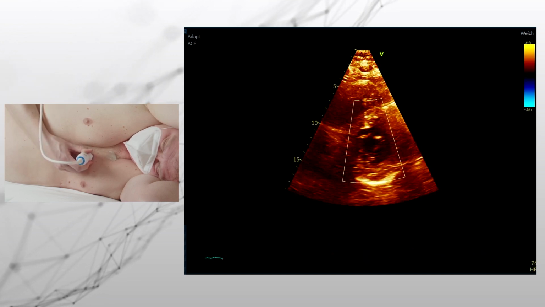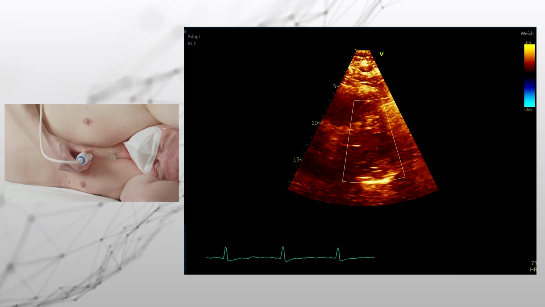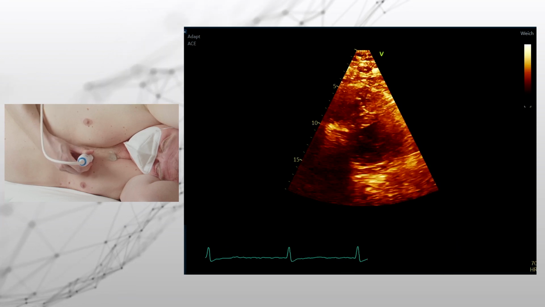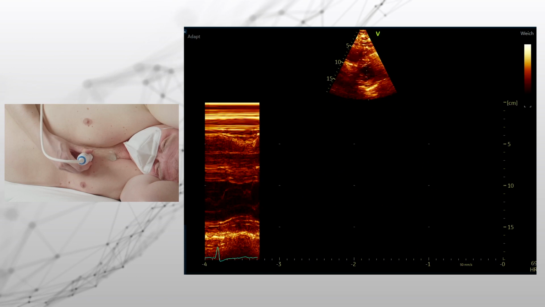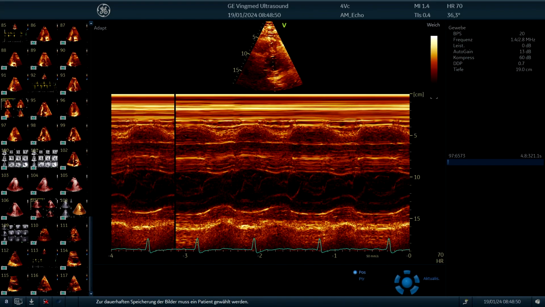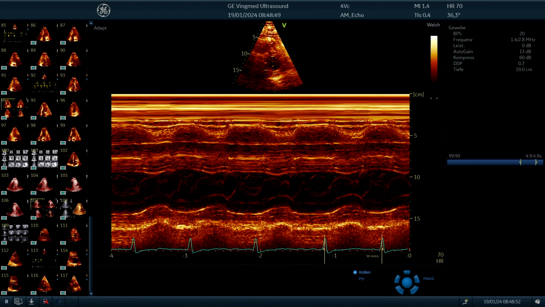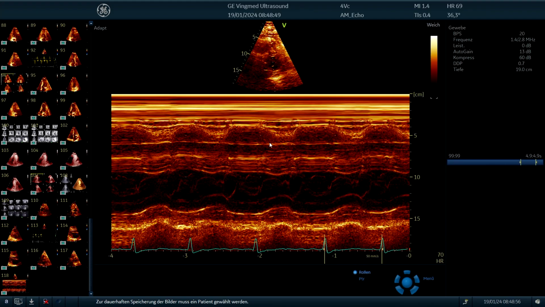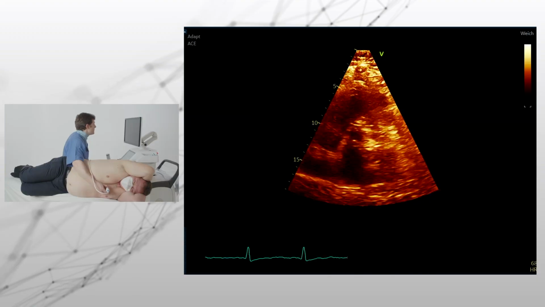This is a so-called SAM, a chordal SAM in this case, because we do not know if there's real obstruction present or not. So we can also use color Doppler to see if there's acceleration in the flow, and we also can use M-mode. M-mode is a rather old measurement, but still we can see that there is at least chordal SAM present. But we have to continue with our overall evaluation of the heart.